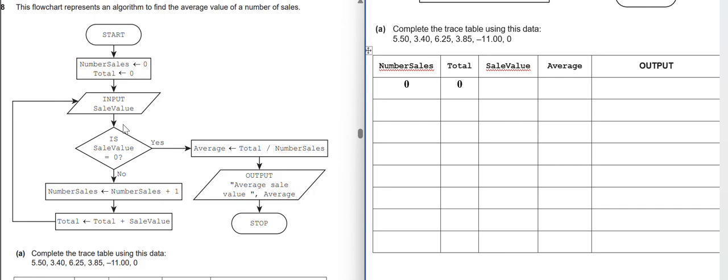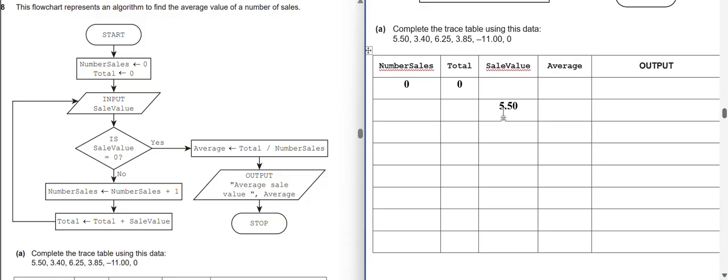And the next thing is input sale value. So we have to check the data that we've been given. The first one is 5.50. Okay, so under sale value, over here we will write 5.50. Okay, and the next thing is we need to see if the sale value, which is 5.50 at the moment, does that equal to 0?